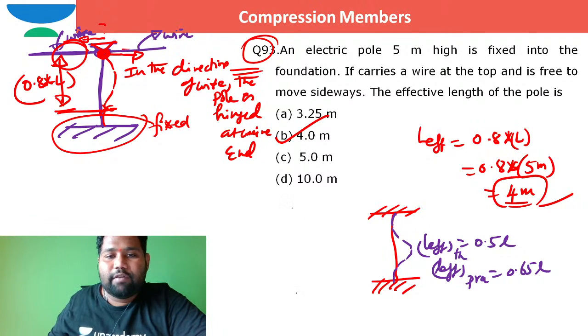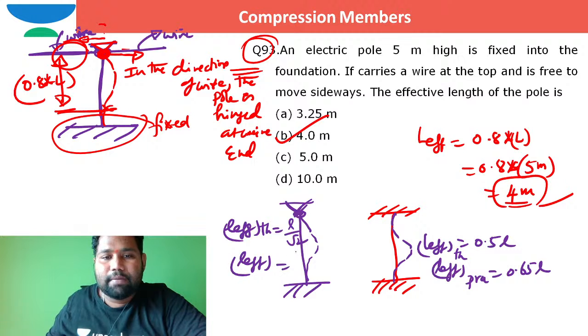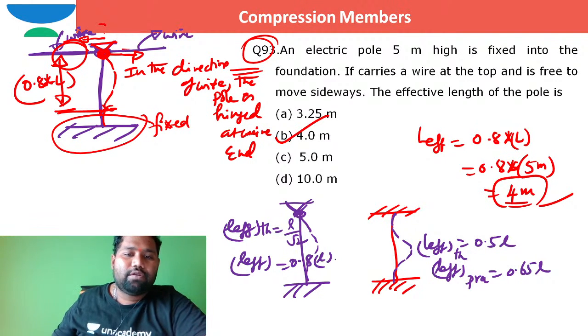When one end is fixed and another end is hinged, in such case there are two effective lengths. The theoretical effective length is L by root 2. The practical effective length is 0.8 times L.